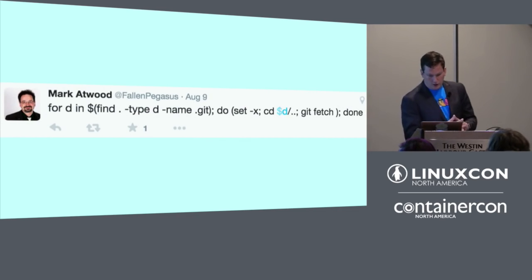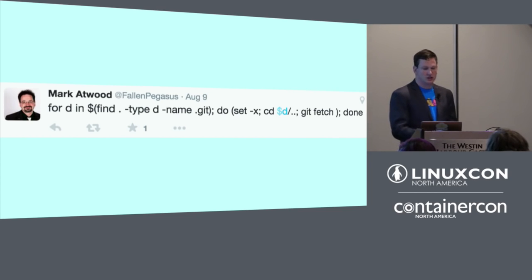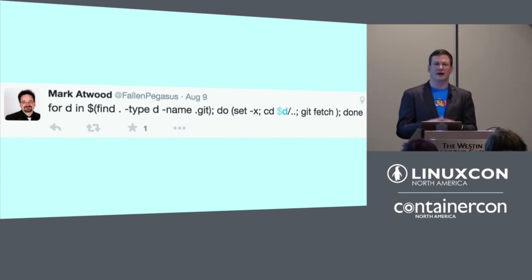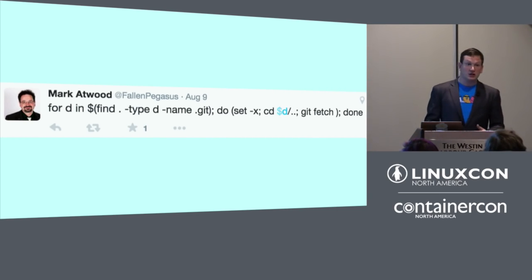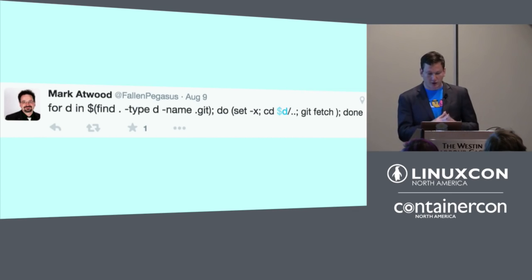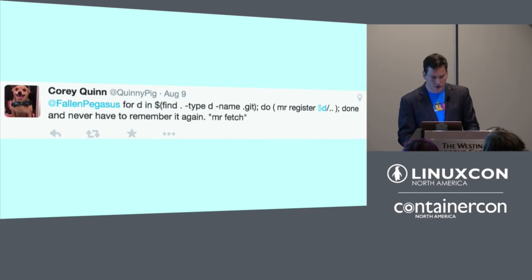Mark Atwood over at HPE, last I checked, had a decent solution to this problem that he wound up posting. You punch a find command into a for loop to find Git repos, iterate over it, and pull the latest changes in that directory's parent. This works, and it's really awesome, except for the part where it's painful to remember it, type it out, and run it every time. So I might do something like this once, but I'm not going to go down that road every time I want to update stuff, even with an alias.